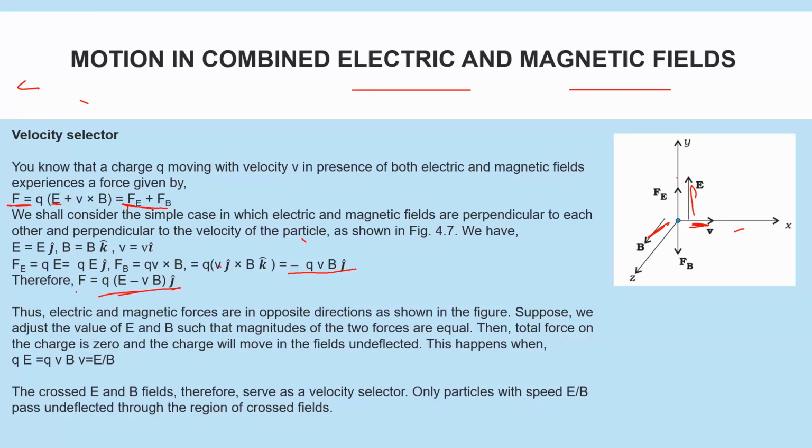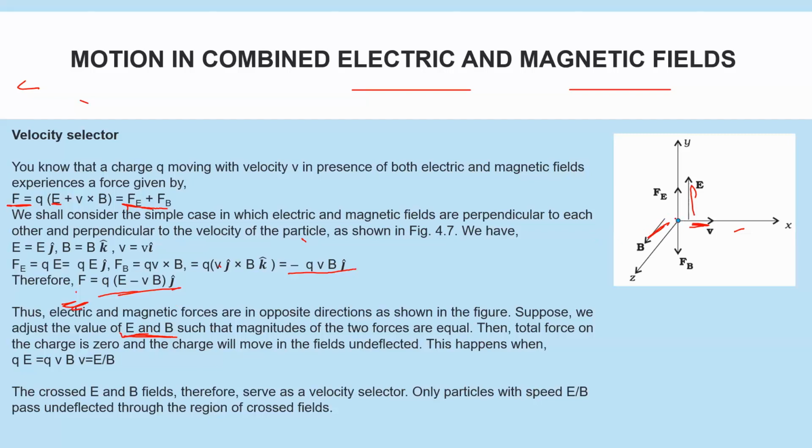You can see over here that FE is pointing in the y direction and FB is in the negative y direction. Okay, so now if we adjust the values of E and B, that is the electric field and the magnetic field, so that the two forces are equal, then the total force on the charge is 0. If both the forces are equal, the total force is going to be 0. There is not going to be any change, and the charge will move through the fields undeflected.